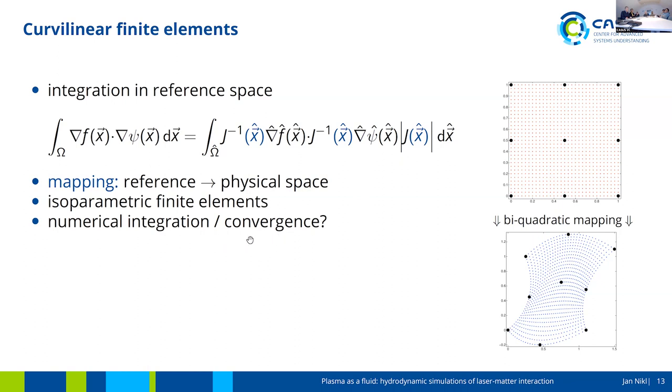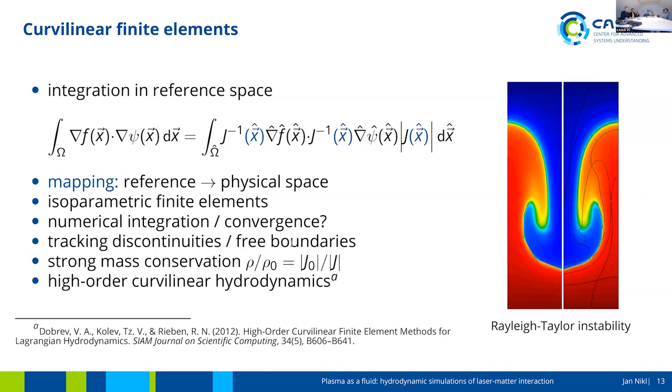And the related problem is that it's very hard to theoretically prove convergence of such methods. On the other hand, from the physical perspective, such methods are very convenient, because they may nicely track some propagating discontinuities or free boundaries, like in the case of that Rayleigh-Taylor instability on the right, where you may see even very distorted, very long finite elements here. And they also satisfy what is known as strong mass conservation. So we don't need to restrict mass conservation only to some finite volumes, but it holds at every single point due to this differential relation, which we may derive with some effort.